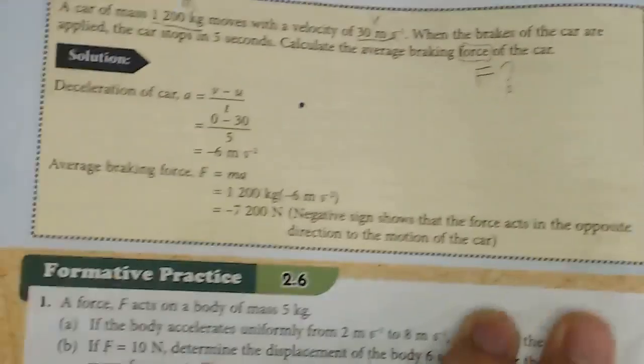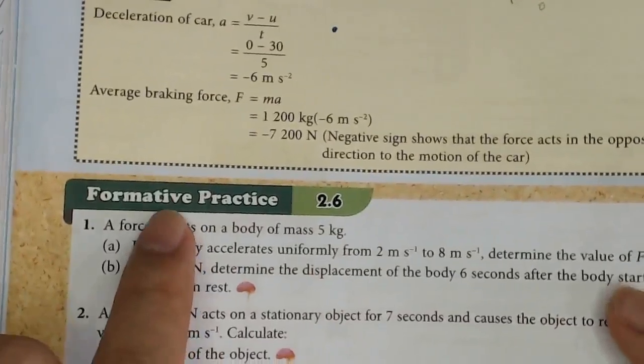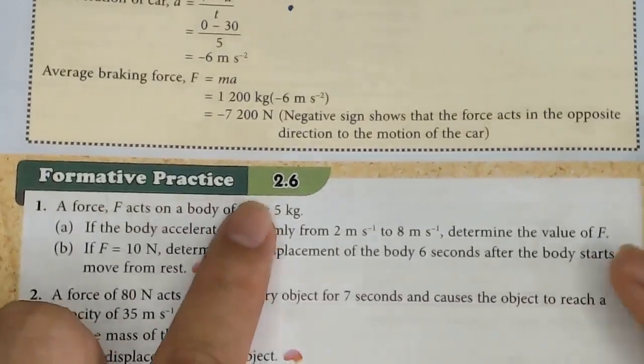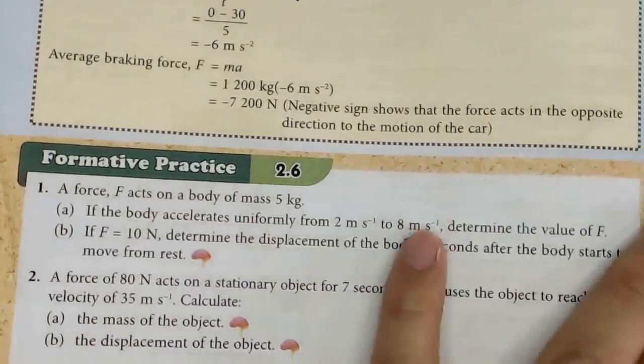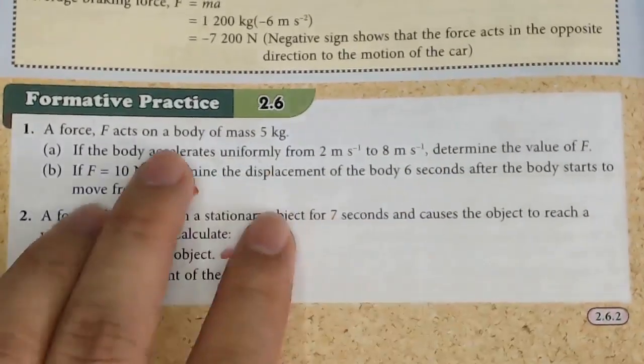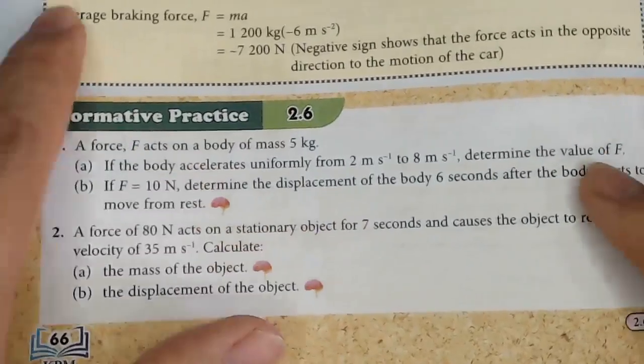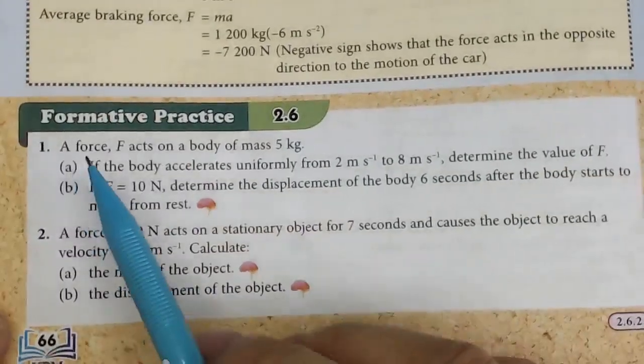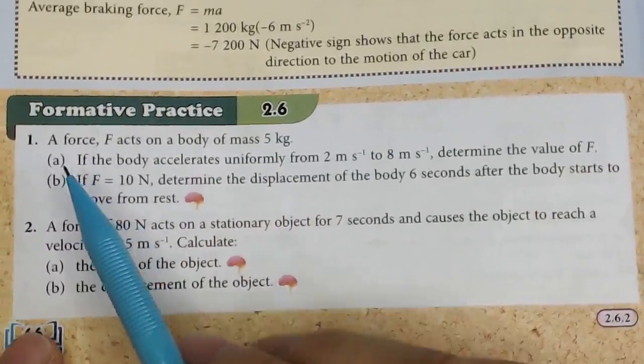Okay, now we are moving along to this formative practice 2.6. Okay, let's do this. Let's see whether you can do it or not. Have you done this on your own? Okay, you don't have to wait for me every time. You can do it yourself.